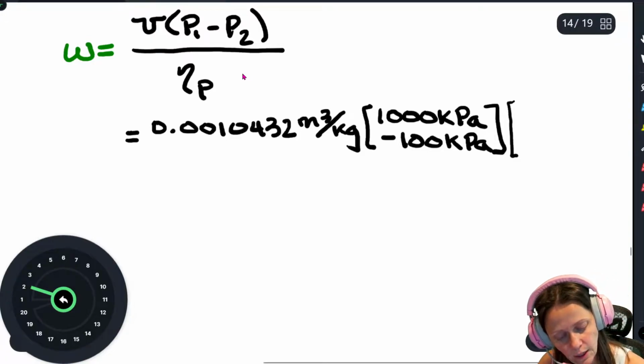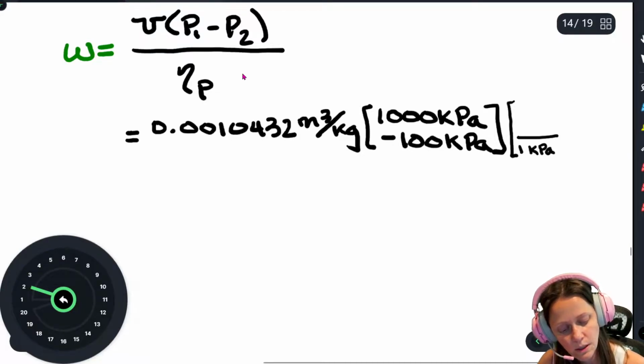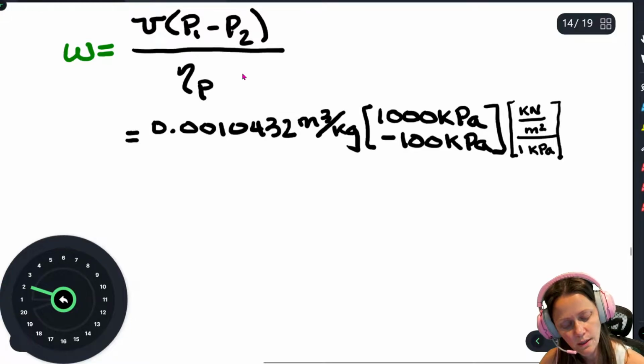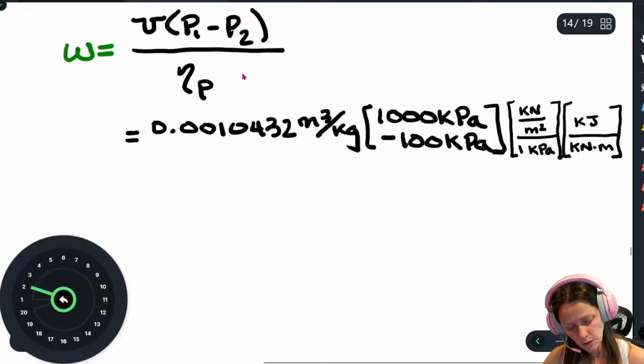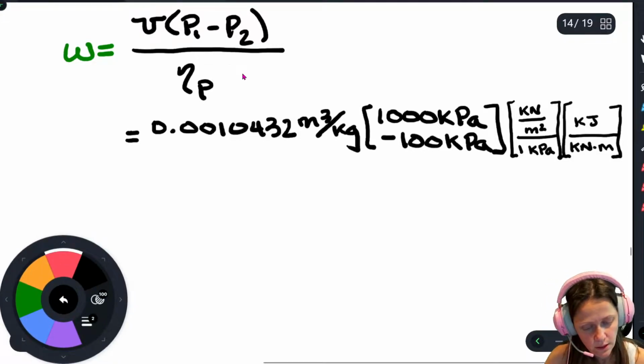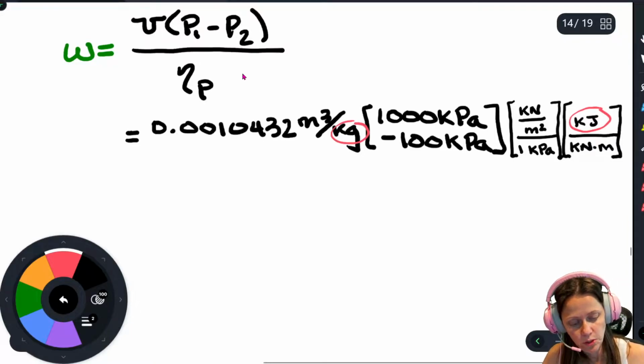So 1 kilopascal is a kilonewton per meter squared, and a kilonewton meter is a kilojoule. So let's make sure that I should end up with kilojoules per kilogram. So let's just make sure.